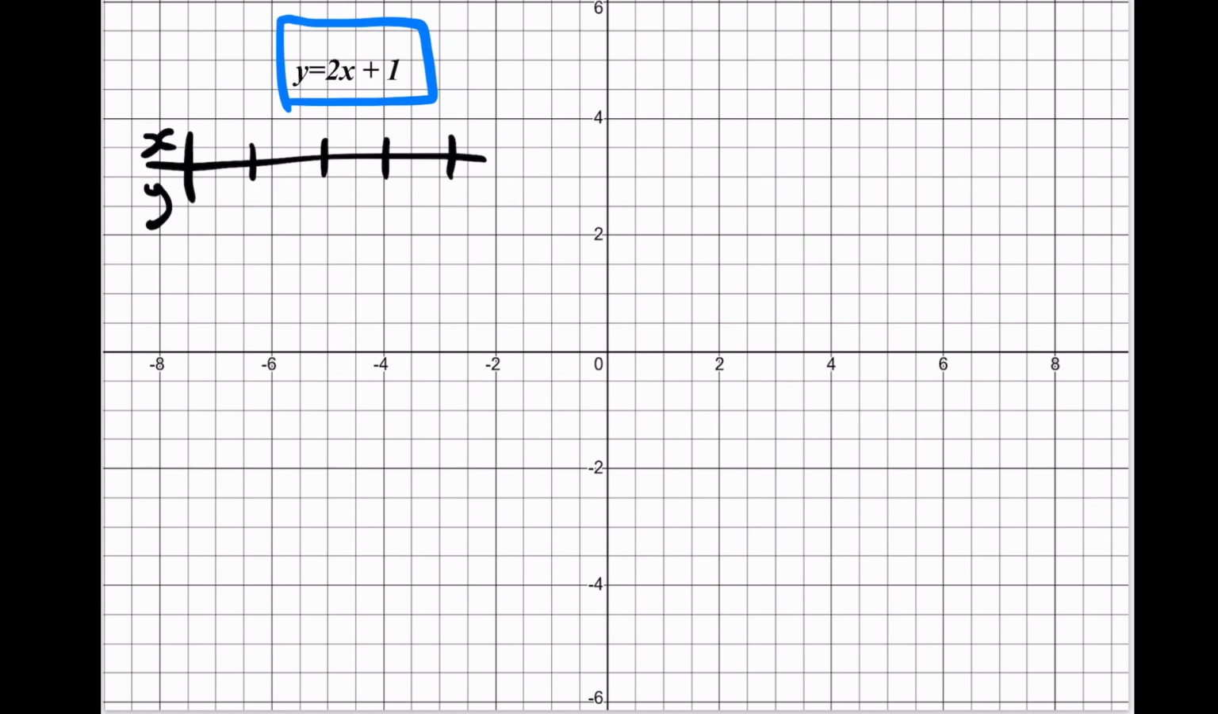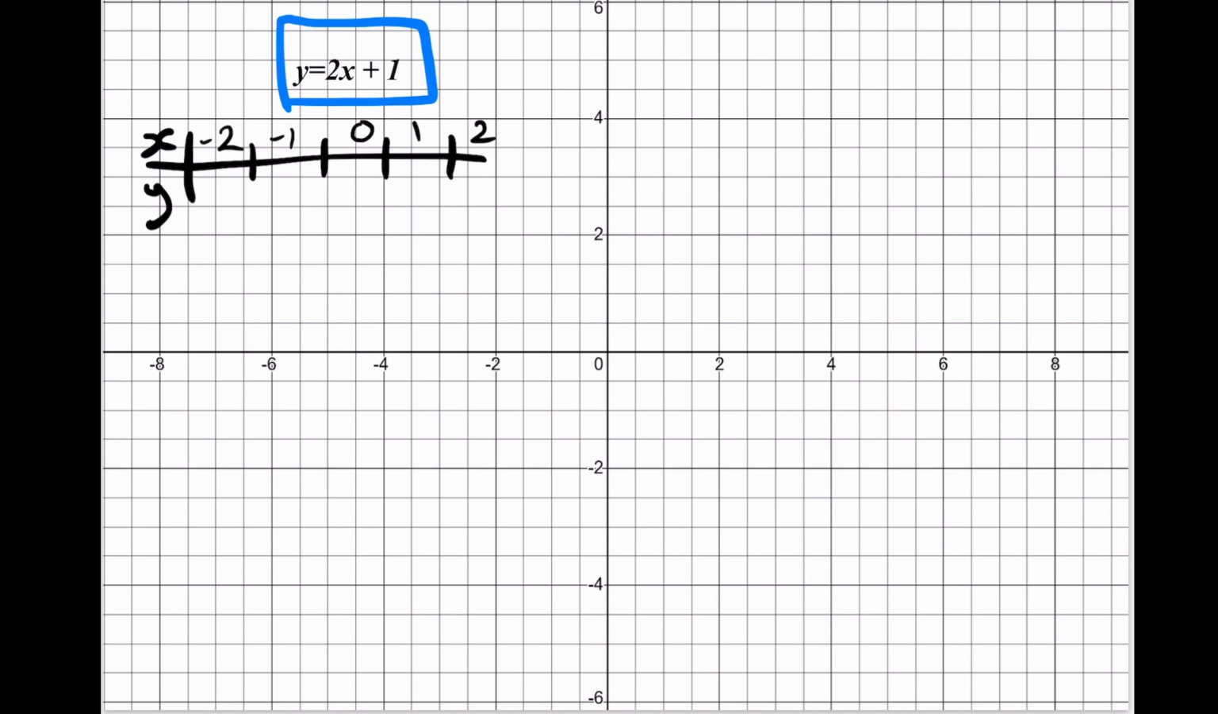So I am going to have a look at generating some coordinates from the formula y is equal to 2x plus 1. So the first thing I want to do is choose some nice sensible values to substitute in for x. So I'm going to go -2, -1, 0, 1 and 2. Those are really nice numbers to work with.